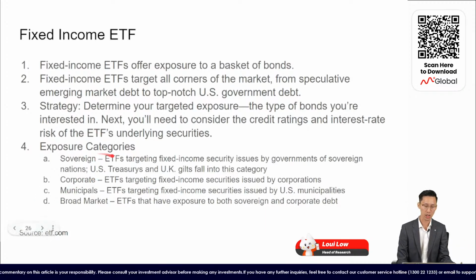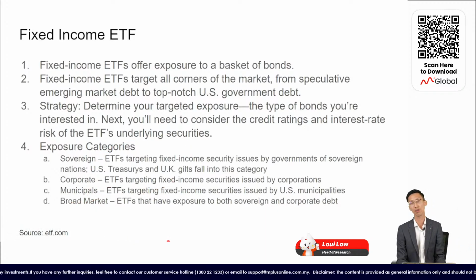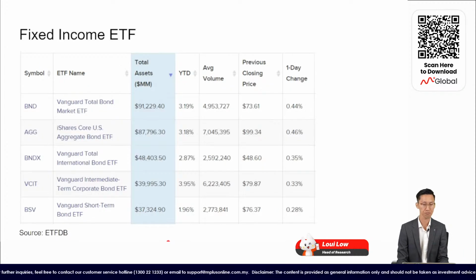Some of the exposure categories you can look for are sovereign, which is government or national debt, and corporate, where you have exposure within corporate debt. Okay, so these are some of the categories under fixed income ETFs.